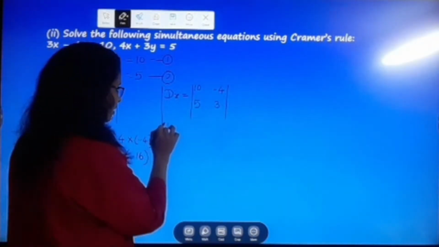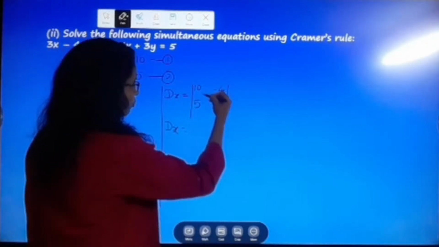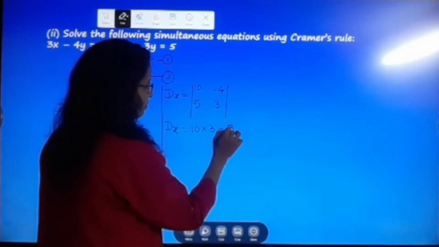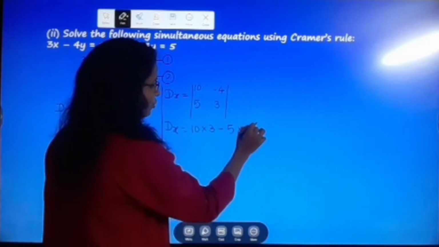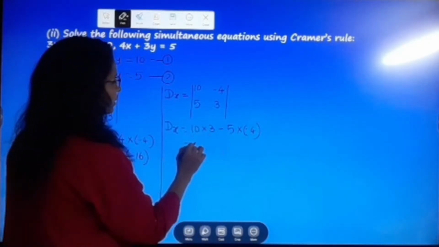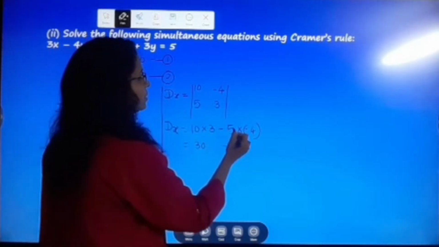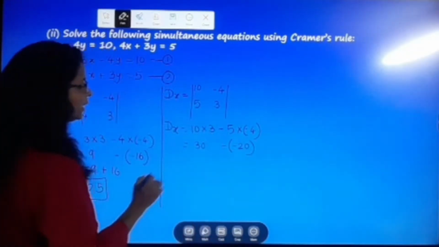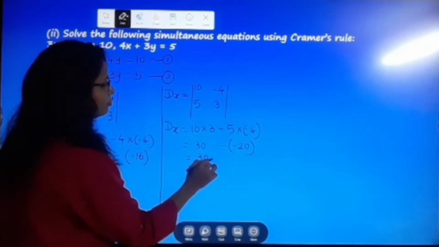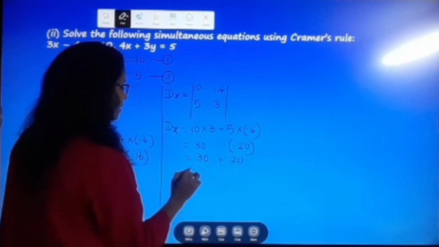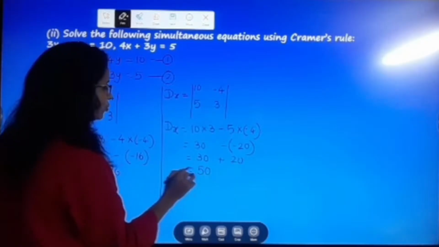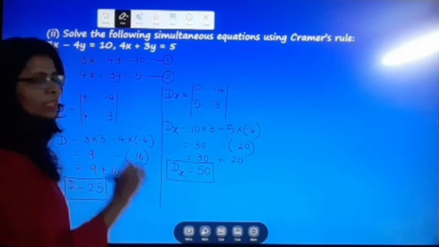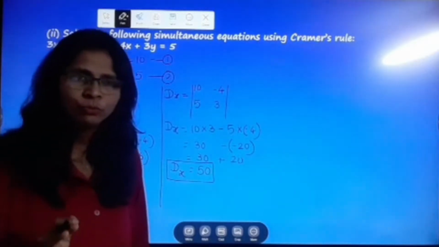So here students, D of x is equal to cross multiply it: 10 multiply 3 minus 5 multiply minus 4. So here 10 multiply 3 is 30, minus 5 multiply minus 4, that means minus minus 20. So here 30 plus 20, and that is equal to 50. So D of x is equal to 50.